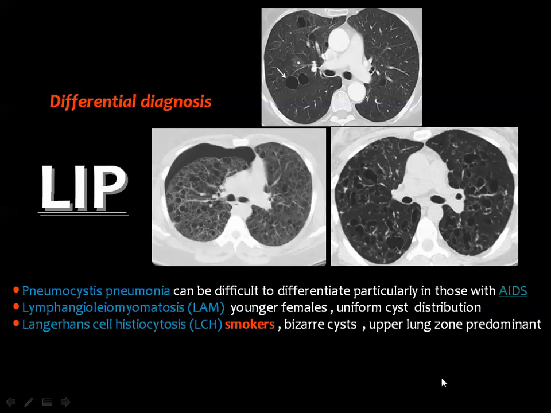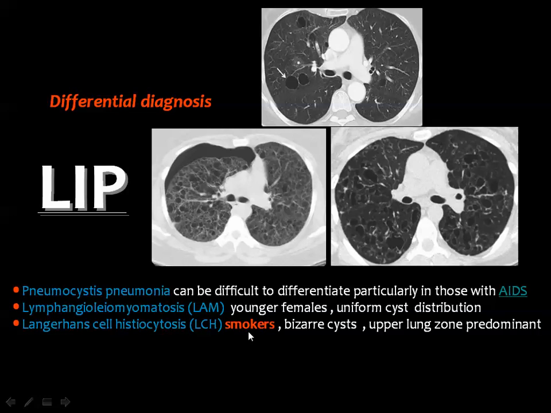The differential diagnosis of lymphocytic interstitial pneumonia include number one, pneumocystis jirovecii, and it is difficult to differentiate lymphocytic interstitial pneumonia from pneumocystis carinii pneumonia because both are related to autoimmune diseases and both can be seen in patients with HIV positive. Then, considering lymphangioleiomyomatosis, the patients are younger females. The cysts are of uniform distribution and they affect the costophrenic angles.